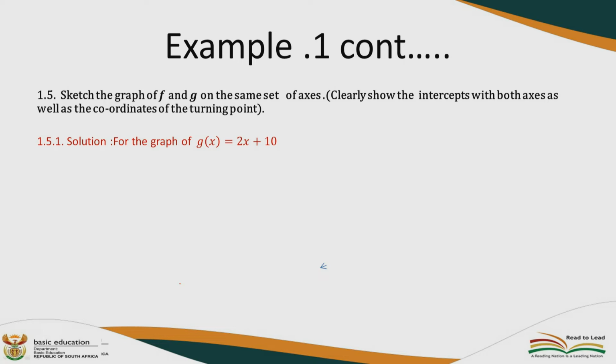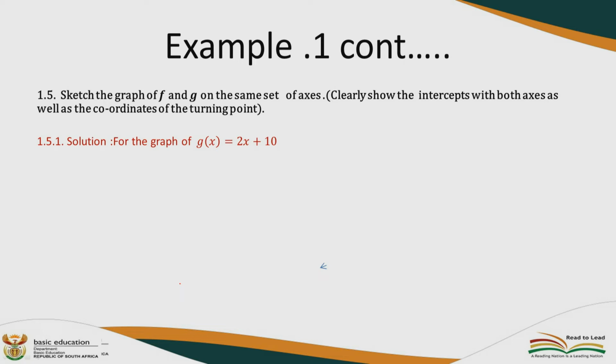Now, for g at x, we did not cover the portion of determining the x-intercept. g at x is a straight line, so we just need to determine the intercepts. With a straight line, we don't have a turning point, so you don't have to determine it. For the x-intercept, you let y be equal to 0. For the y-intercept, you let x be equal to 0. That's all.